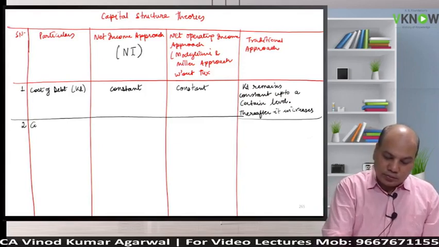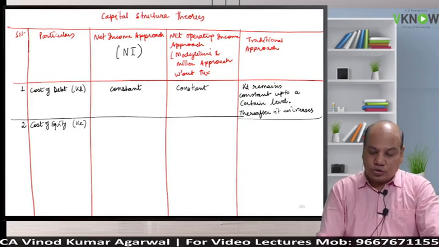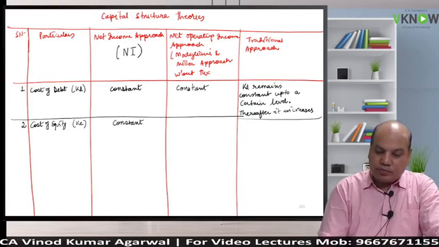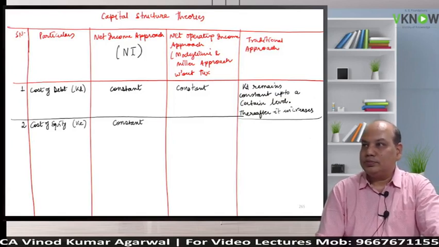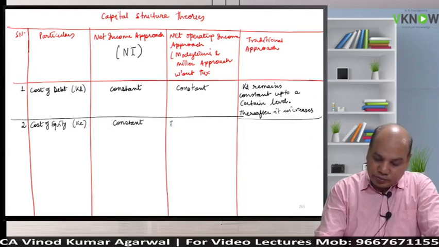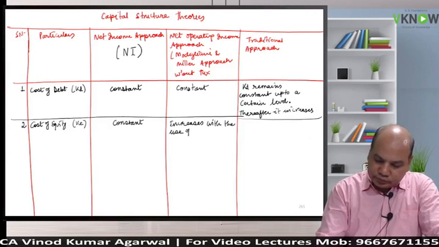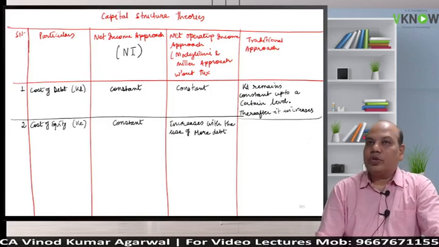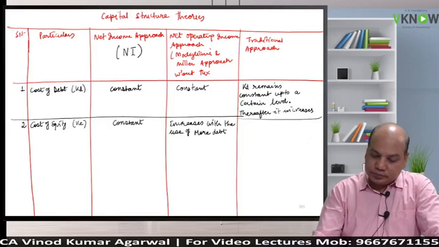Second, write down cost of equity, KE. Cost of equity remains constant under net income approach, but under net operating income approach it increases with the use of more debt.